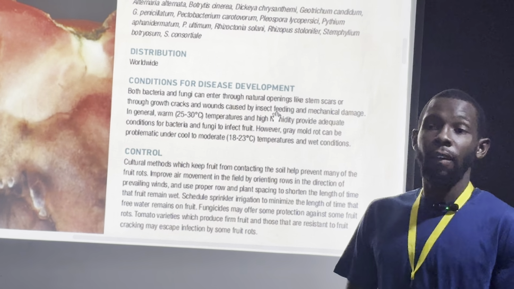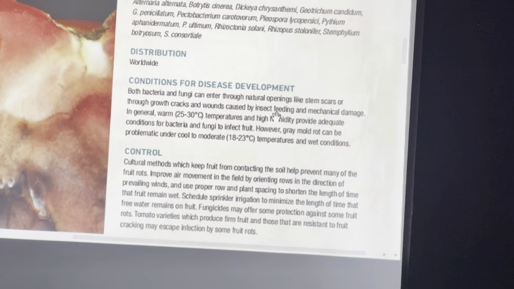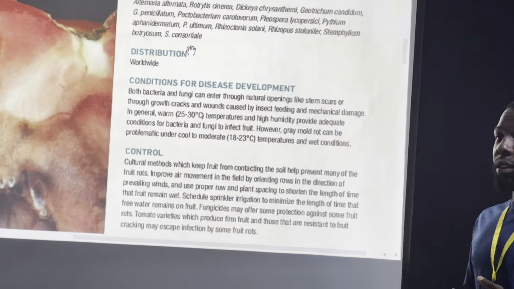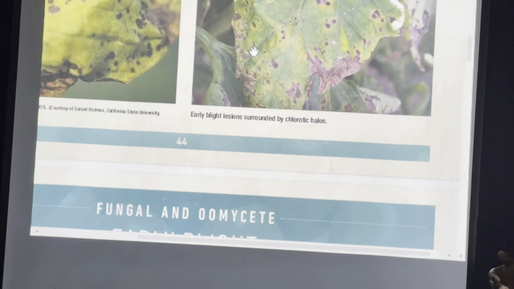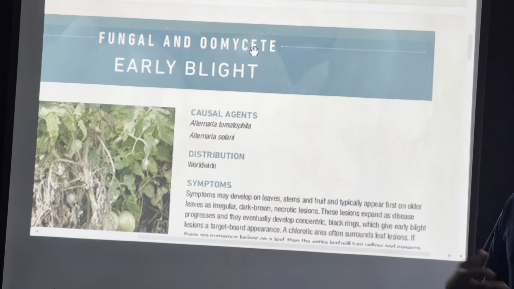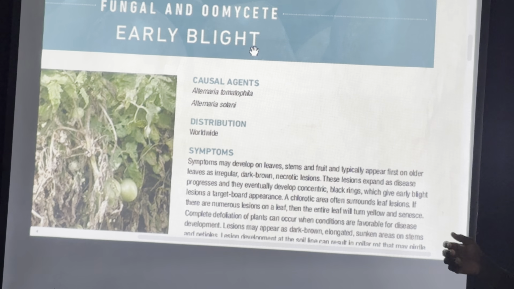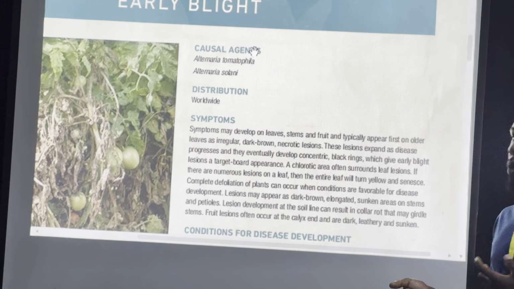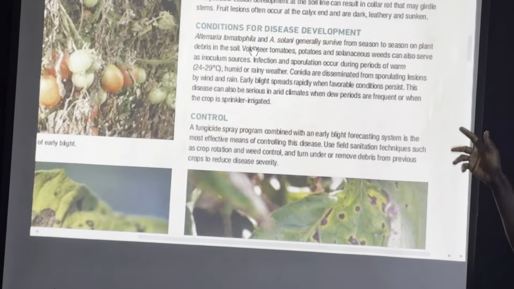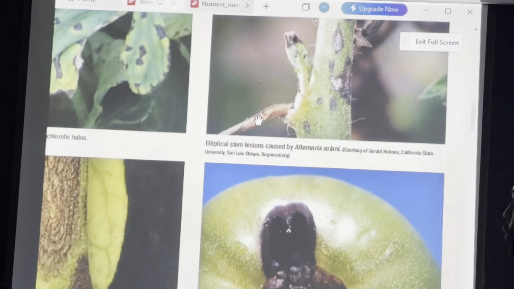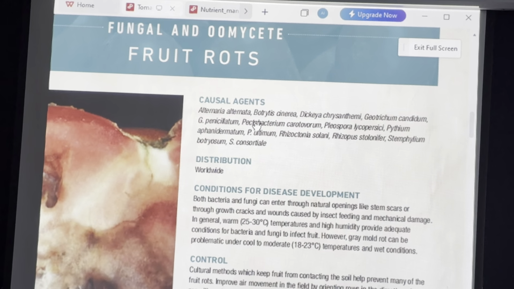Good evening, everyone. Like the introduction said, fungal diseases need three things in order to survive or thrive in an environment, a conducive environment for them to thrive. In our previous classes, we talked about various fungal diseases. We talked about early blight and late blight. Today we'll be focusing on other fungal diseases that can affect our tomato plants.